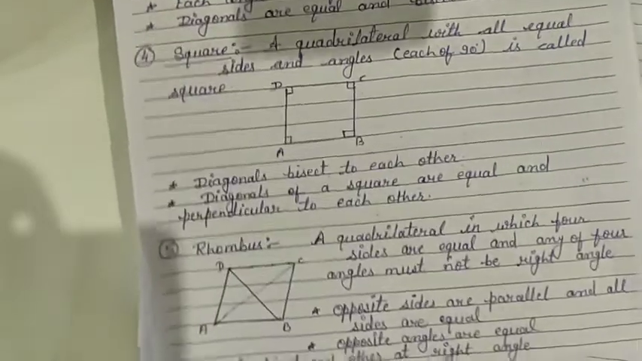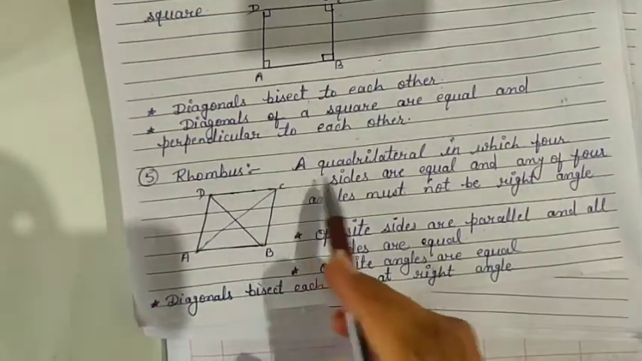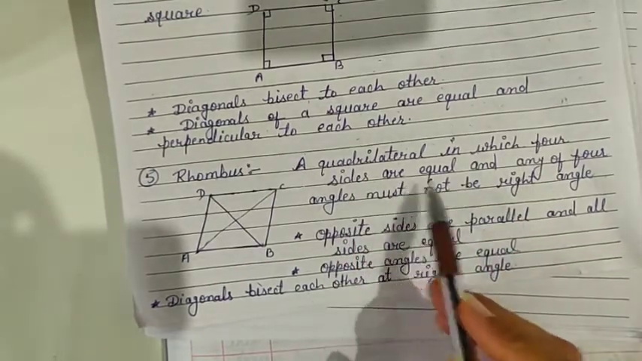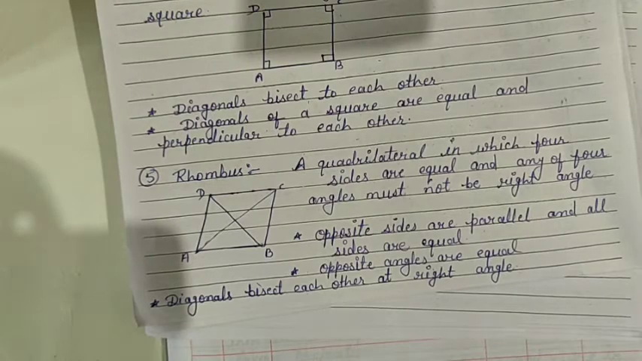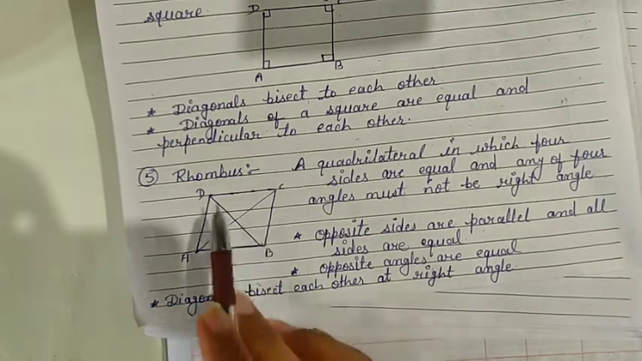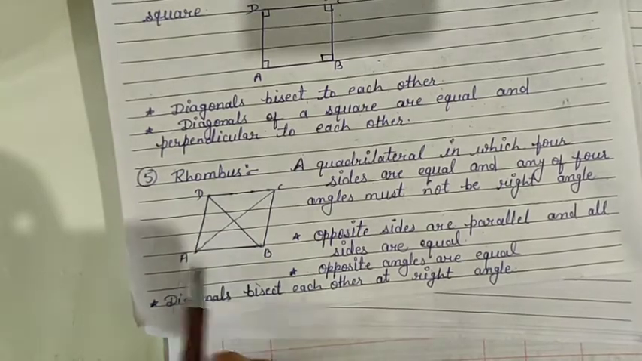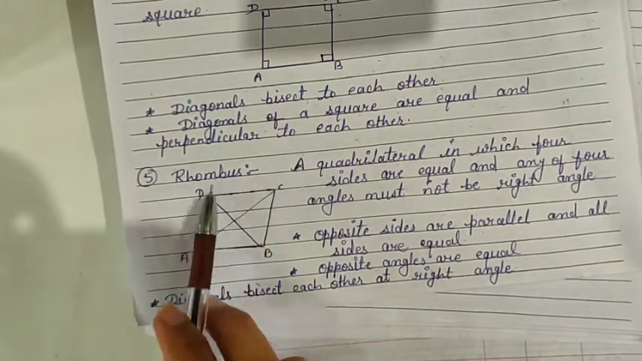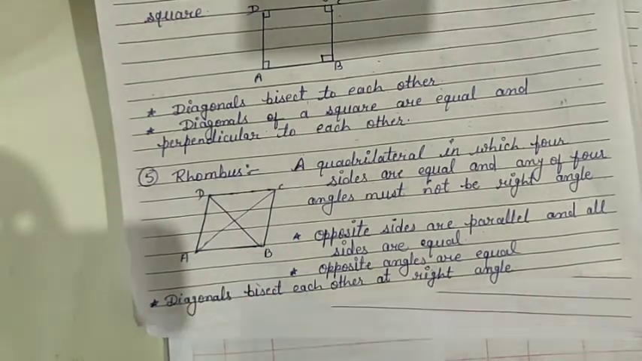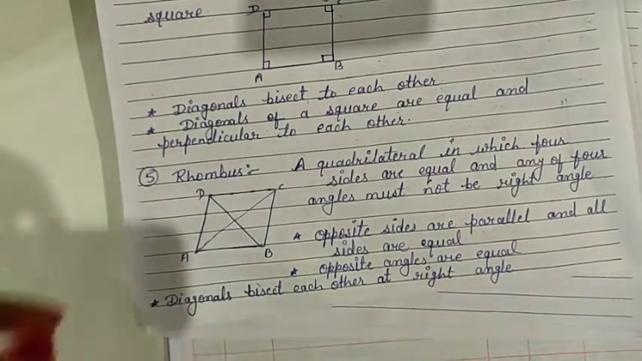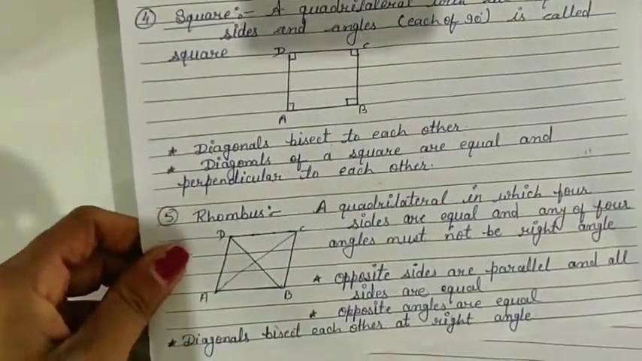Okay. Now the next type is the rhombus. A quadrilateral in which all four sides are equal and none of the four angles is a right angle. This is a diagram of a rhombus. In this diagram, AB equals BC equals CD equals AD, but none of the four angles equals 90 degrees. But in a square, each angle is 90 degrees.